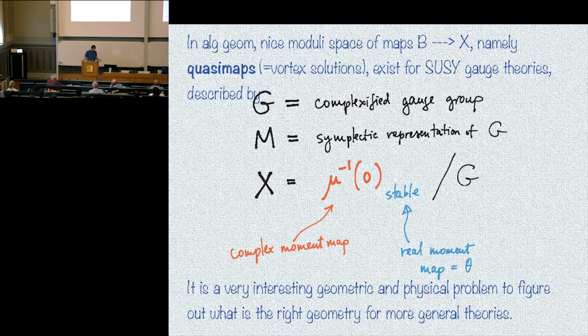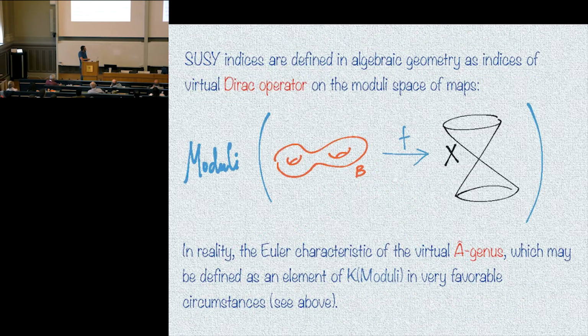And I think it's a very important geometric question, and also actually a physical question, to invent the right moduli spaces for more general theories. So that's a challenge in algebraic geometry and physics. And what we're really computing are virtual indices of Dirac operator on this moduli space.